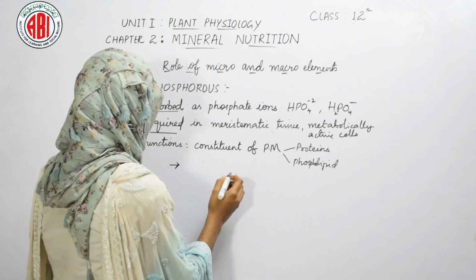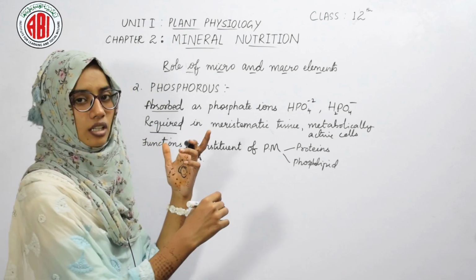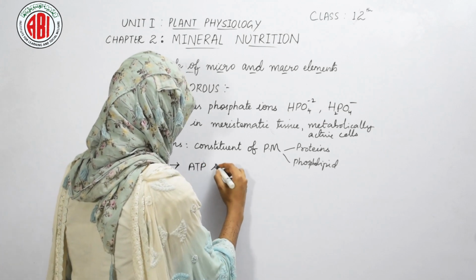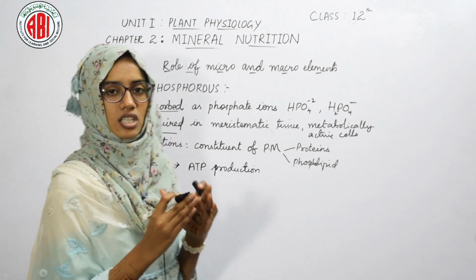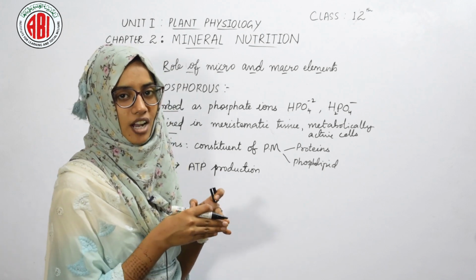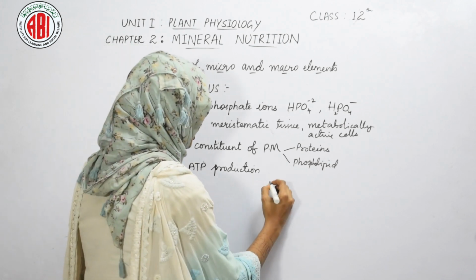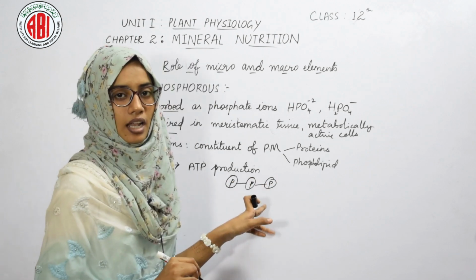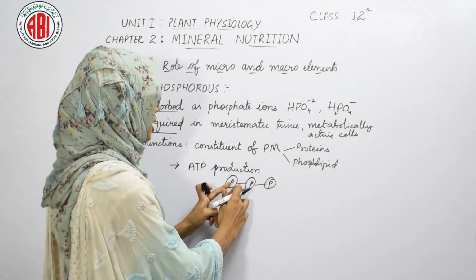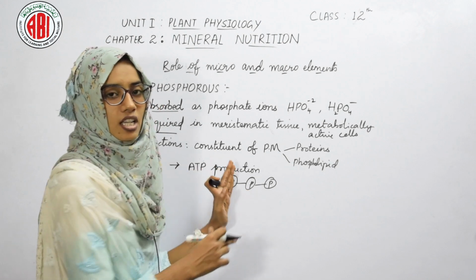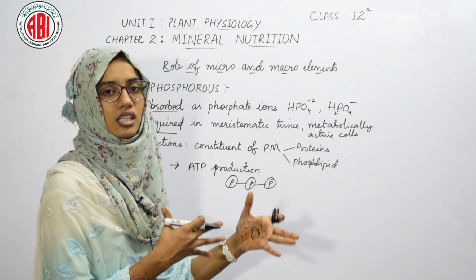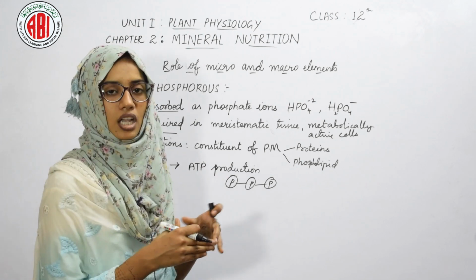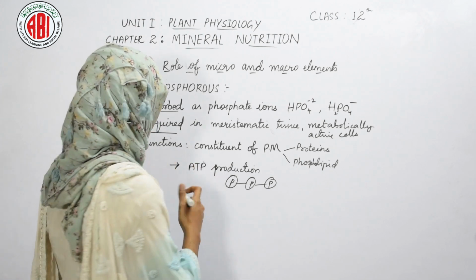The next function is similar to that of nitrogen. It is also used in ATP production. When we see the structure of the adenosine triphosphate molecule, we can see the 3 phosphate bonds are present, and the bond present between these phosphates is broken down in order to release the energy. So, the phosphorus also helps in the synthesis of the ATP molecule.